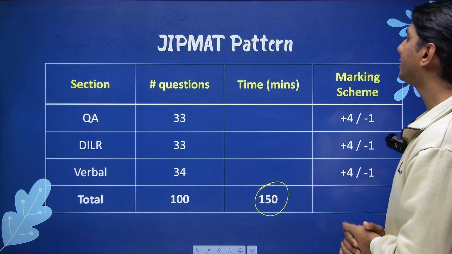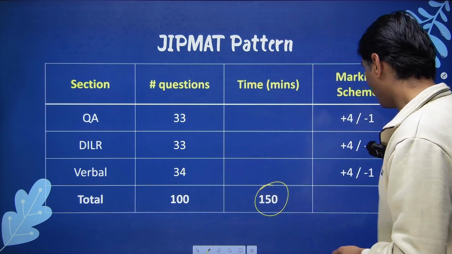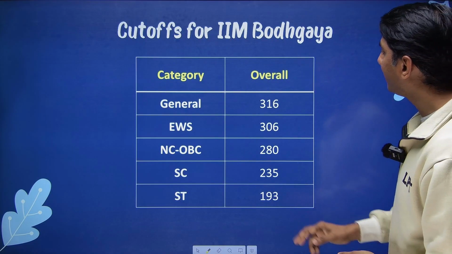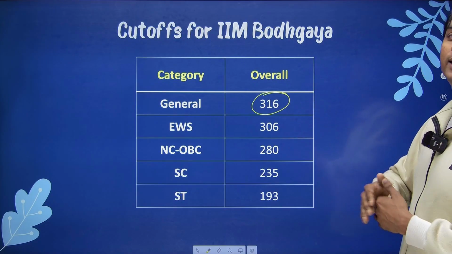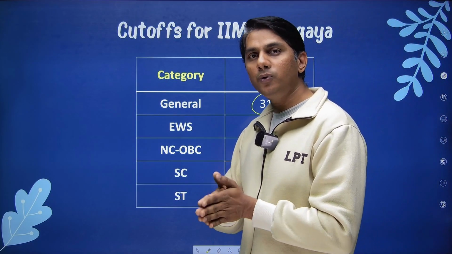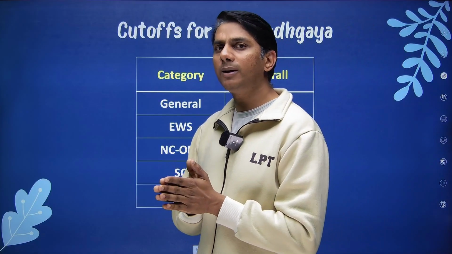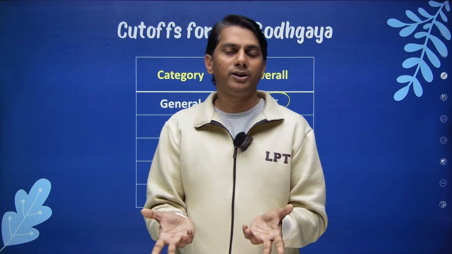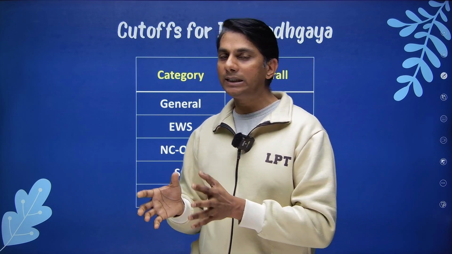Now there are 2 IIMs which consider Ipmat score. One is IIM Bodh Gaya and the other is IIM Jammu. For IIM Bodh Gaya, the cutoff is 316 marks for the general category, and IIM Bodh Gaya does not conduct interviews. So if you clear the overall cutoffs, you will be selected in the college, right? And same is the case for IIM Jammu also. IIM Jammu has not published its cutoff list. But they have given a criteria that 95% weightage is given to the Ipmat score and 5% weightage is given to gender diversity.